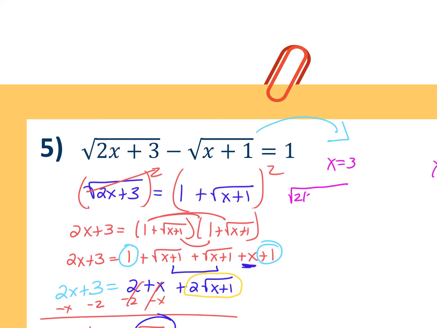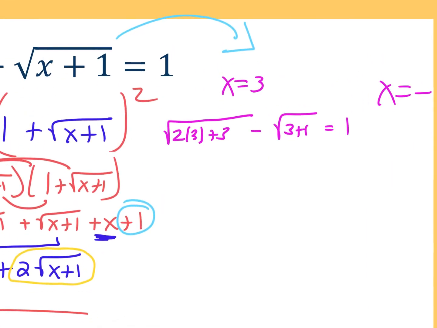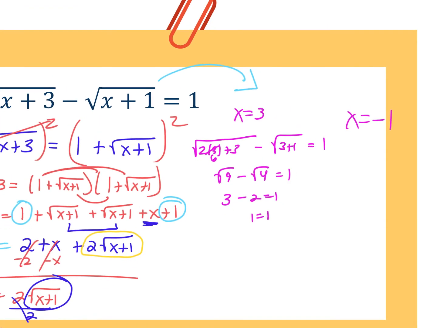So 2 times 3 plus 3, minus the square root of 3 plus 1, equals 1. Okay, so 2 times 3 is 6, and 6 plus 3 is 9. So the square root of 9, minus the square root of 3 plus 1, which is 4. The square root of 9 is 3, minus the square root of 4 is 2, equals 1. 1 equals 1. Ooh, what do we know about that then? Okay, it's true. Works. Good.